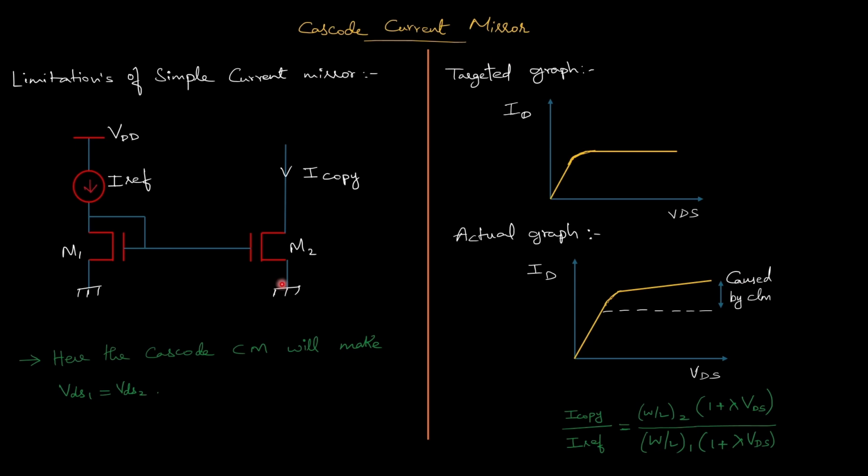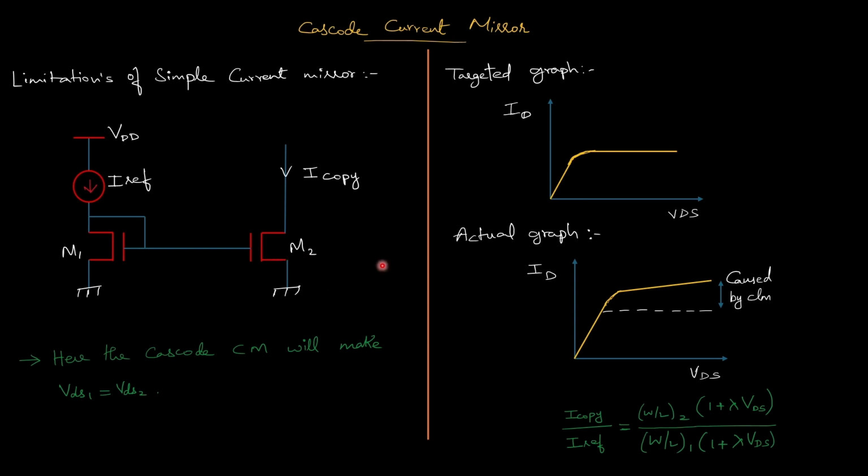Let's quickly recall the limitation of a simple current mirror. Ideally, we expect the output current to become constant once the transistor enters the saturation region. However, in reality, the graph has a slight positive slope. The reason is channel length modulation. As the VDS changes, the drain current also changes. And also here, the VDS of the first transistor is not equal to the VDS of the second transistor. This mismatch introduces current error.